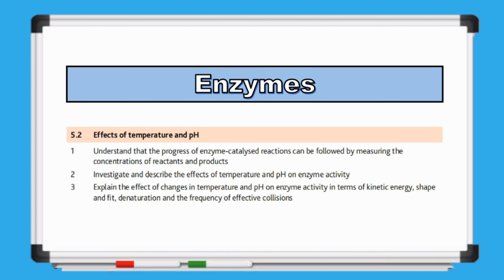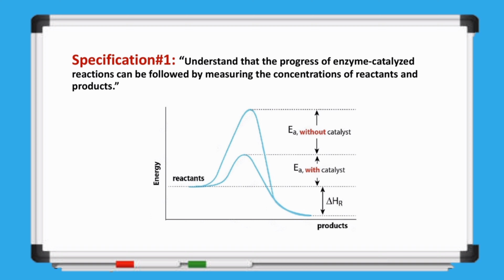So, let's get started. And here are the key learning objectives we'll be covering in this section. Specification number 1 states, understand that the progress of enzyme catalyzed reactions can be monitored by measuring the concentrations of reactants and products. In our previous unit, we learned that catalysts speed up chemical reactions without being used up.